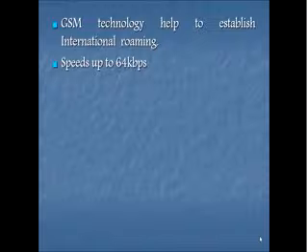GSM technology helps to establish international roaming also. Speeds are up to 64 kbps. They are actually the data transfer speeds.